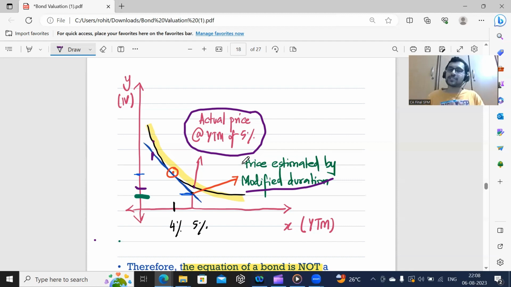In the next lecture we're going to see how to calculate modified duration and convexity, and that is further going to help you understand why we are saying modified duration is only an approximate change. You will understand it through numbers. Over here I made you understand it through the graph. In the next lecture you will see it through the numbers.